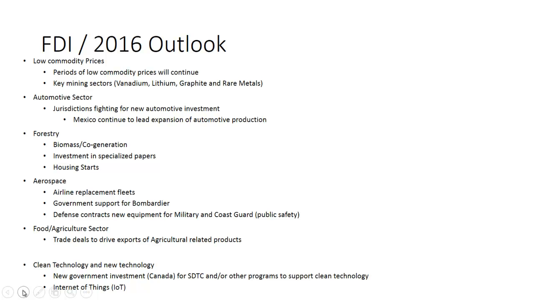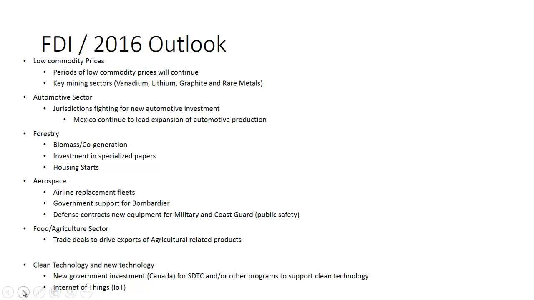Automotive sector itself, you're going to see some pressure points there too, because a lot of the new capacity is being added in Mexico. Forestry is going through a little bit of a revolution with coal generation. You're seeing key investments in there, as well as investments in areas like specialized paper. You're seeing mills being modernized to handle that. And we're also seeing housing starts improve in the US and Canada, as well as the export market, which will benefit forestry and lumber mills.